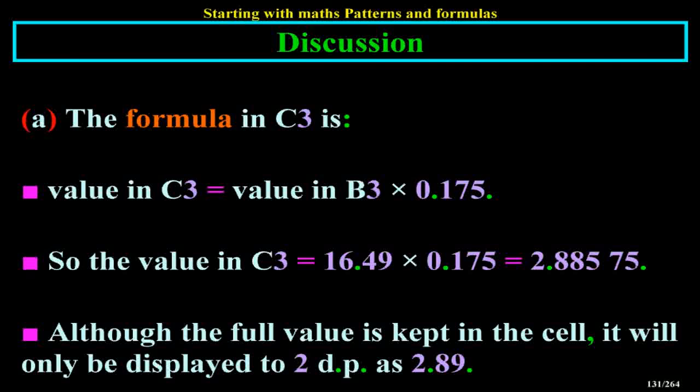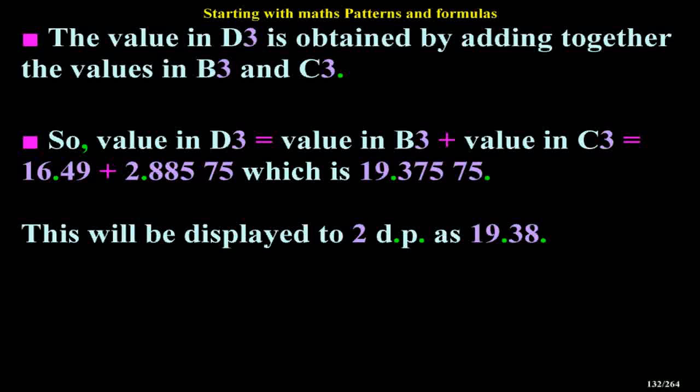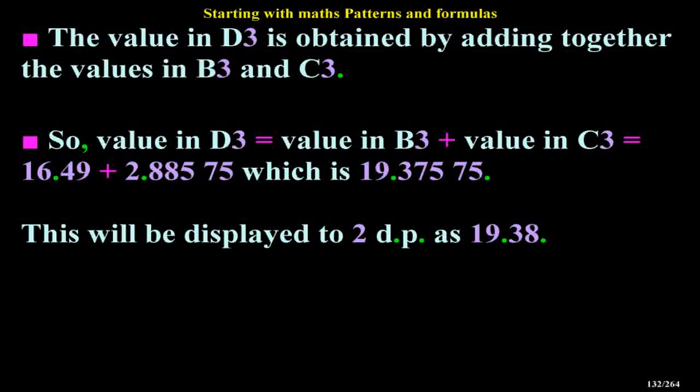So 2.89. The value in D3 is obtained by adding together the values in B3 and C3. So, the value in D3 equals the value in B3 plus the value in C3, which equals 16.49 plus 2.88575, which is 19.37575. This will be displayed to 2 decimal places as 19.38.